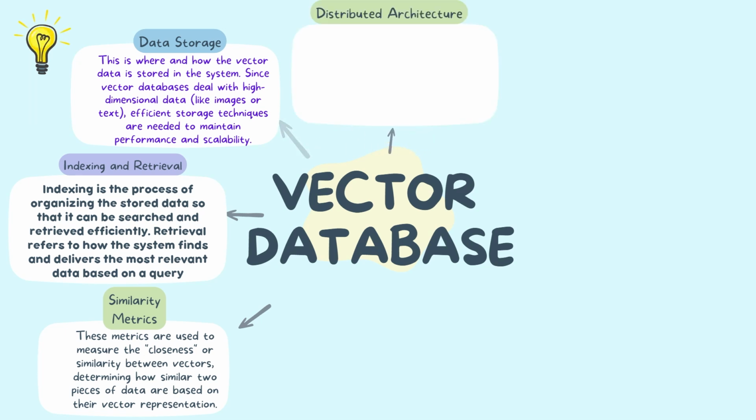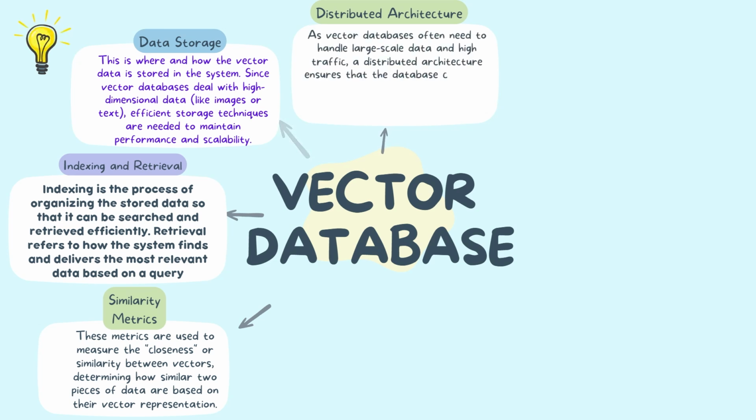Distributed architecture. A vector database often needs to handle large-scale data and high traffic. A distributed architecture ensures that the database can scale, remain fault-tolerant, and handle heavy workloads across multiple servers or nodes. Because we are using a vector database in AI projects, for this distributed architecture.